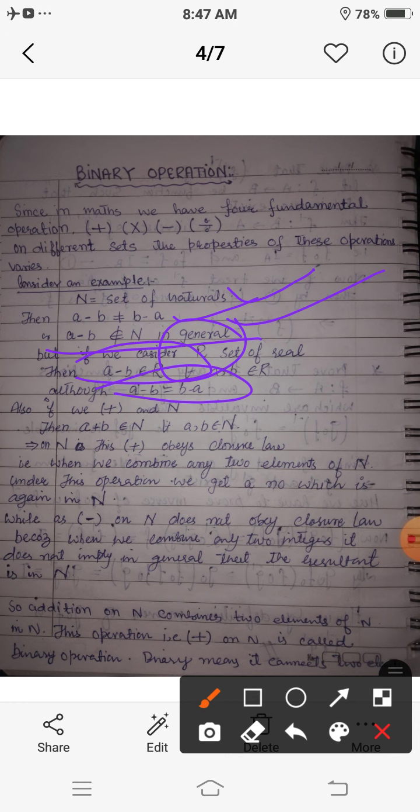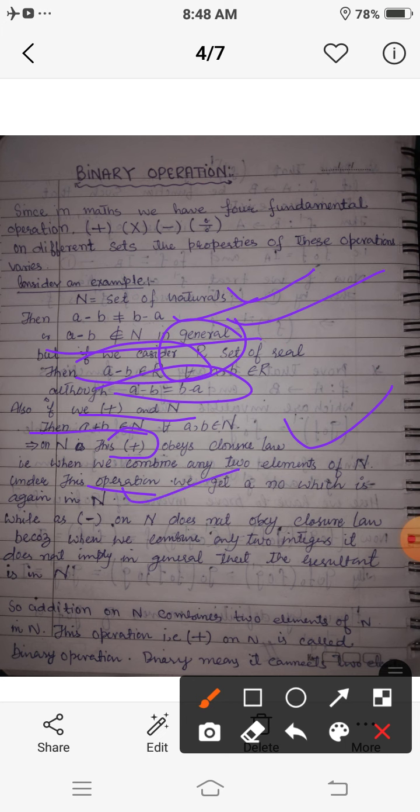Now if we consider addition over N, then a plus b always belongs to N, that is the sum of two naturals is again a natural. So we can say that this addition operation obeys the closure law. That is, when we combine any two elements of N under this addition operation, we get a new number which is again in N.